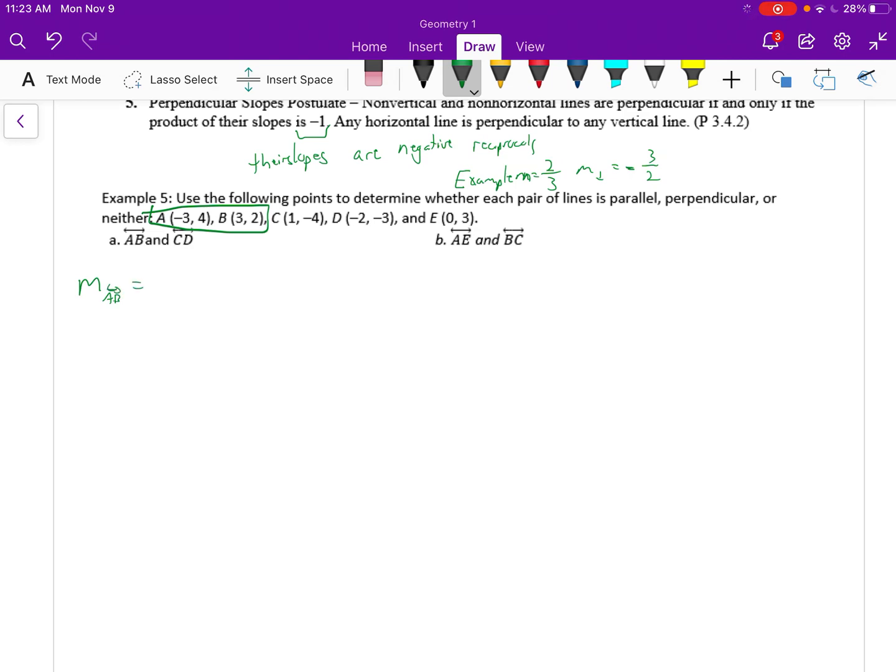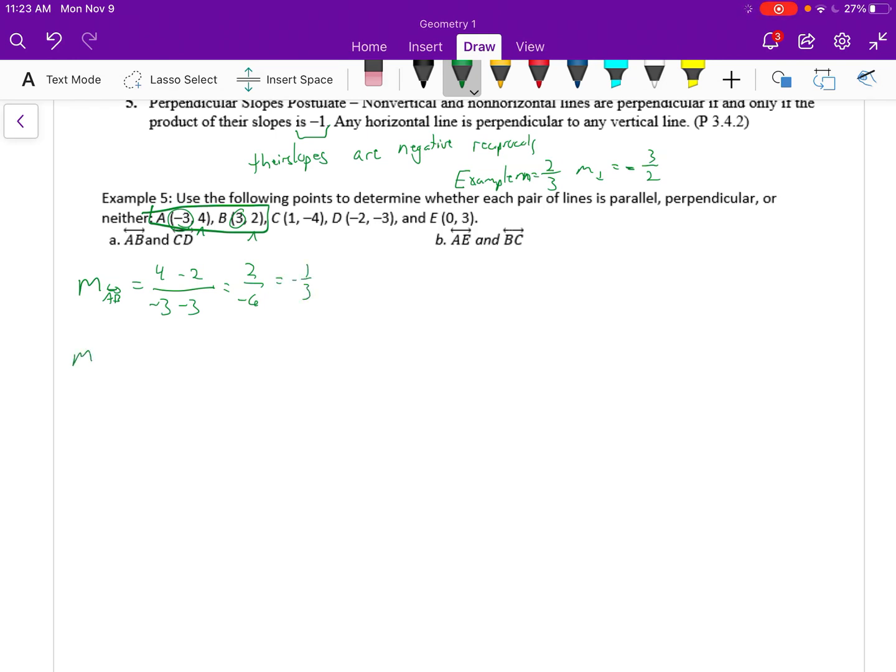will be y sub 1, 4, minus y sub 2, over x sub 1 minus x sub 2. Well, that gives us 2 over negative 6, which is negative 1/3.